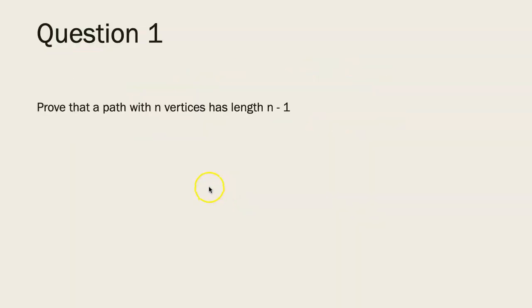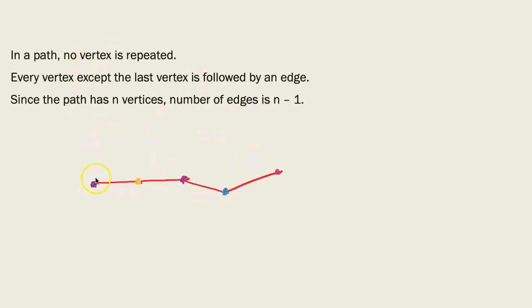We come to some small questions. Prove that a path with n vertices has length n minus 1. In a path, no vertex is repeated. So each vertex except the last vertex is followed by an edge. So since a path has n vertices, the number of edges is n minus 1.